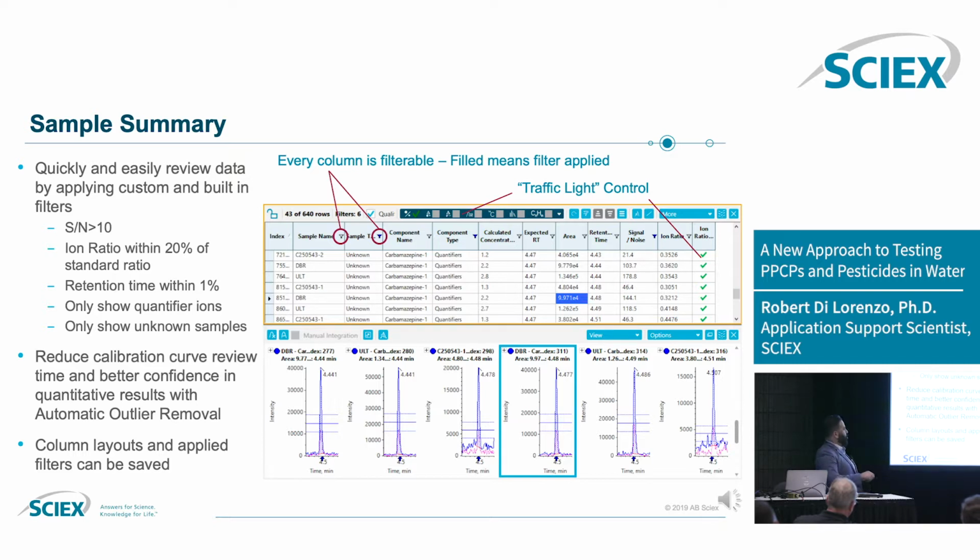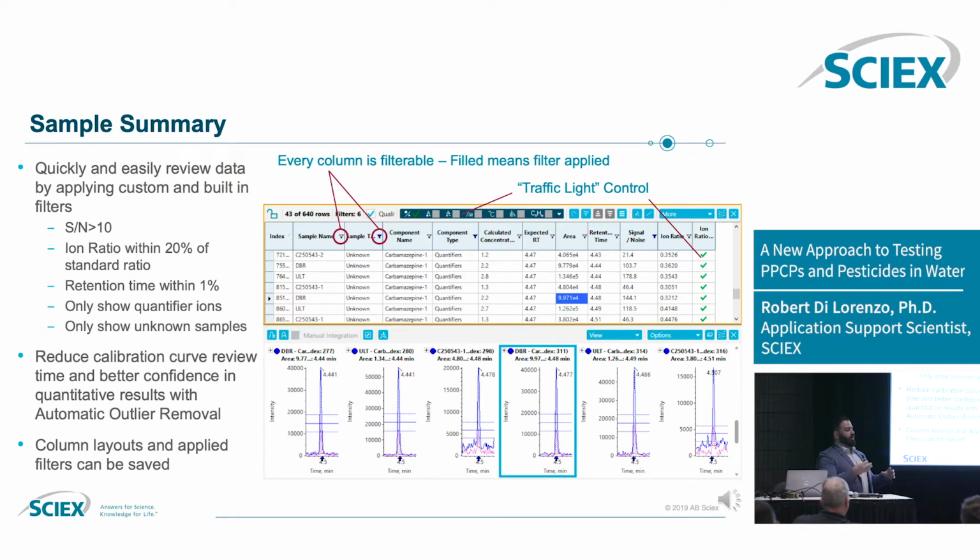And like I said, not only are the column layouts saved, but you can also save a filter set. So the filters that you're going to use for calibration curve review are things like, I want to see ion ratios that are failing. I want to see accuracy that's out on my calibration curves. But when I'm looking at unknowns, I want to see ion ratios that are passing. I want to see precision data.